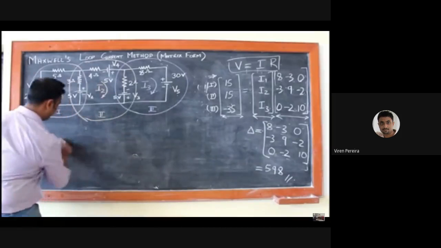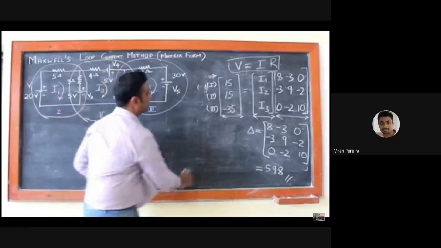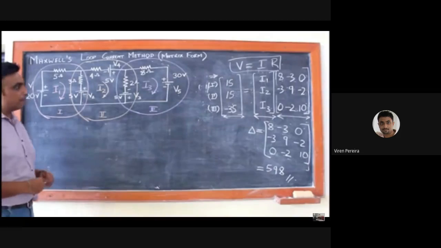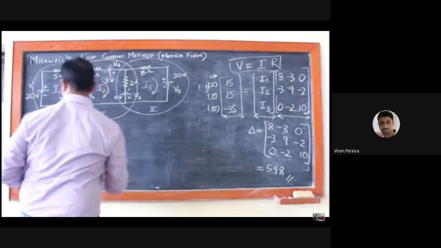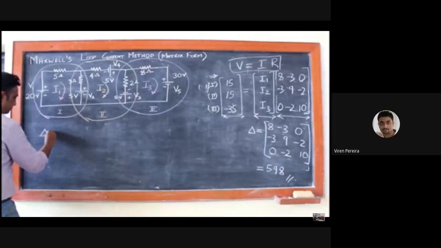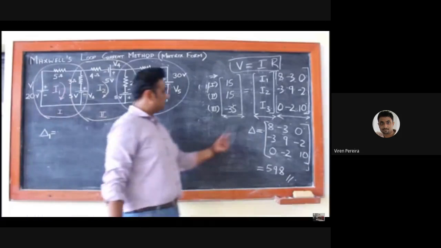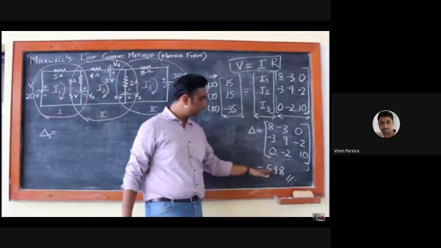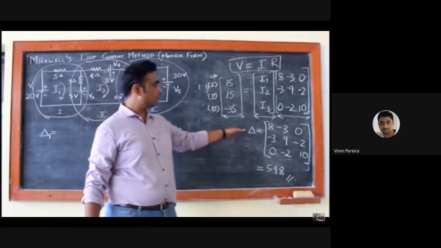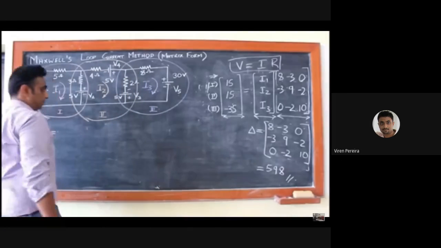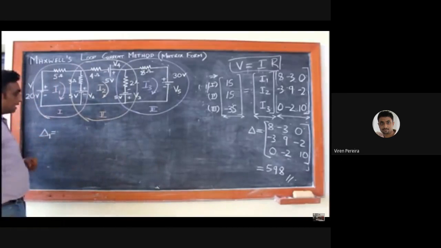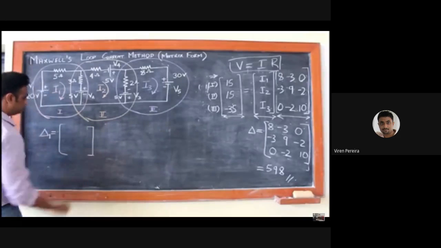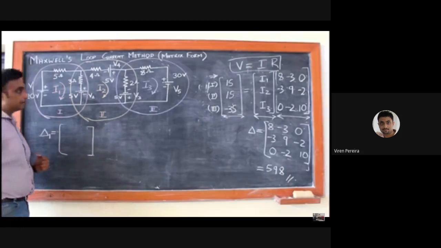I'll wipe off these three equations because I've already used them in these blocks right here. Okay. So now we basically go for delta 1. This is basically our delta matrix, which we already found out, which is 598. This is the value of your resistance matrix, which is known as delta. Now we have to find out the value of delta 1.